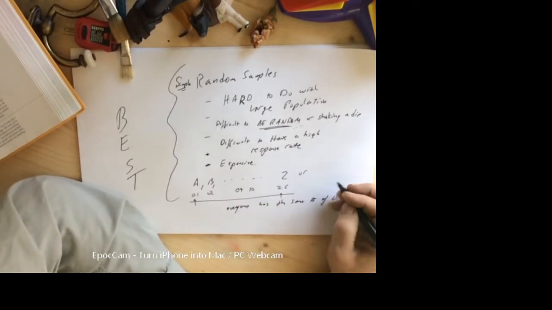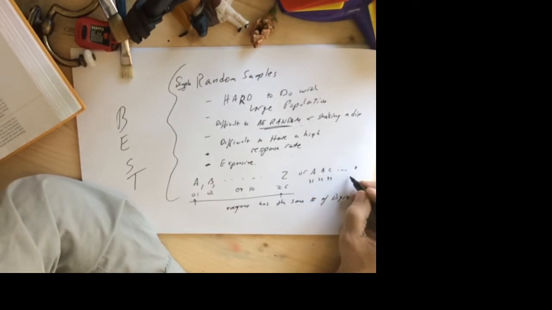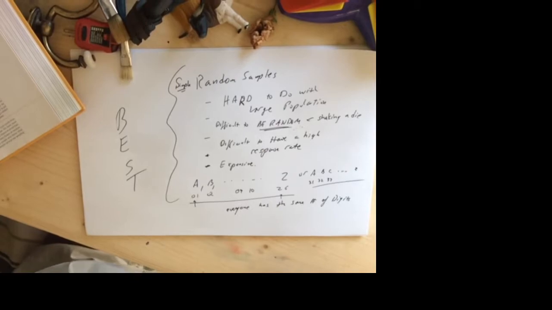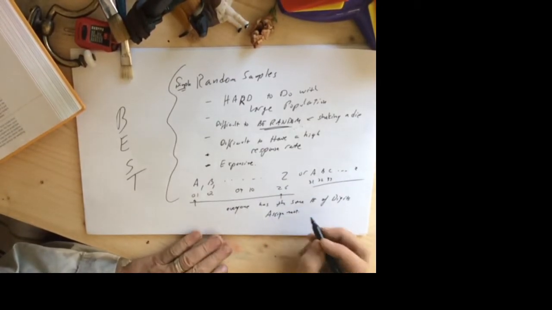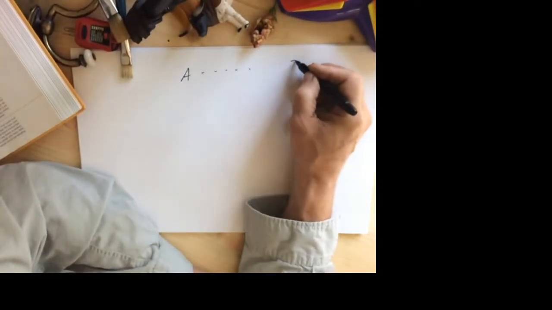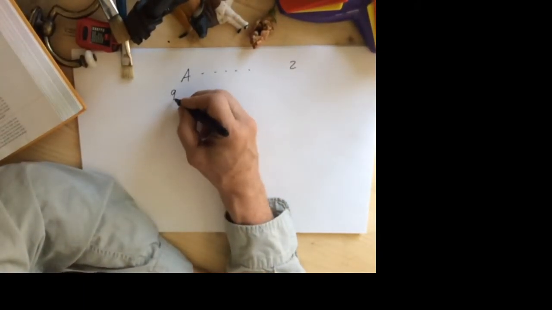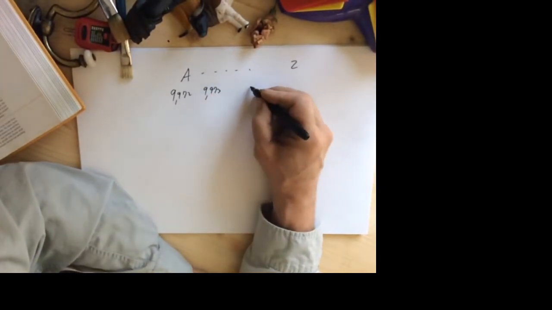Or I could have done something like this: A is 31, B is 32, C is 33, etc., and gotten a different list, just some assignment. So this is called the assignment. You just make it happen. Now, a bad assignment would use too large of a number. Suppose we have, again, A up to Z, and I assign this guy 9,972, and the next guy 9,973, onward.